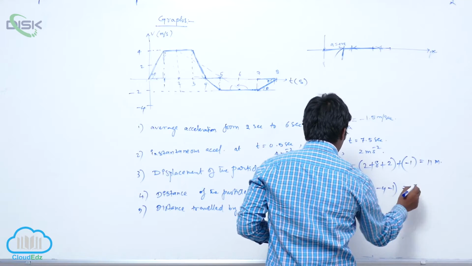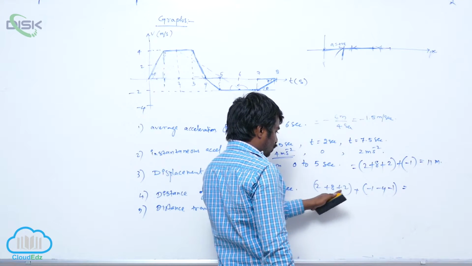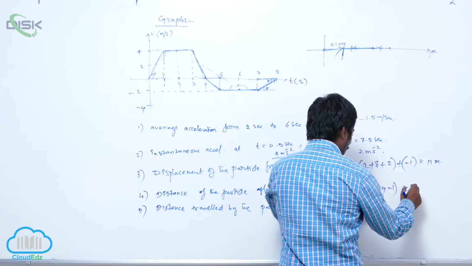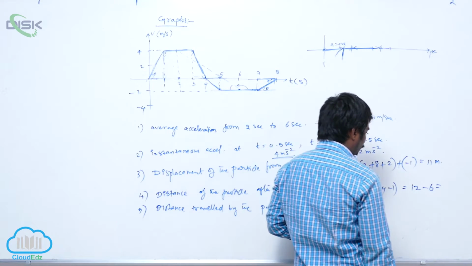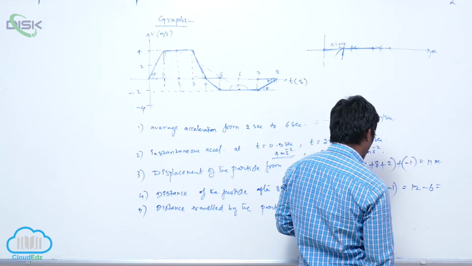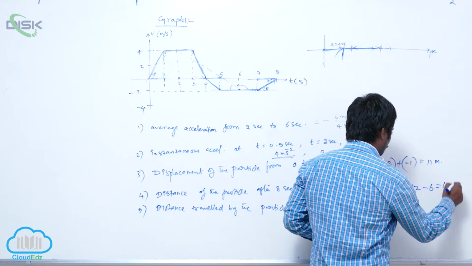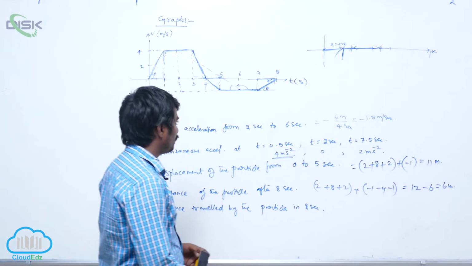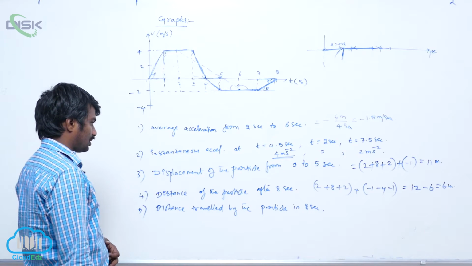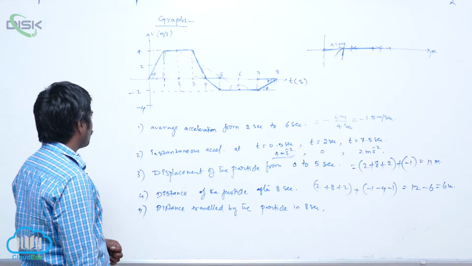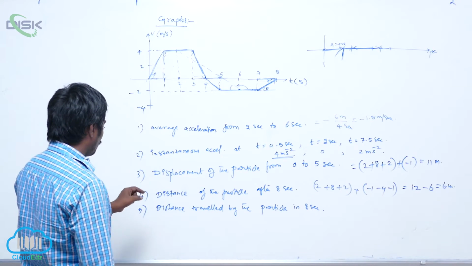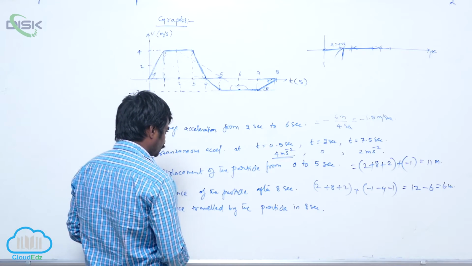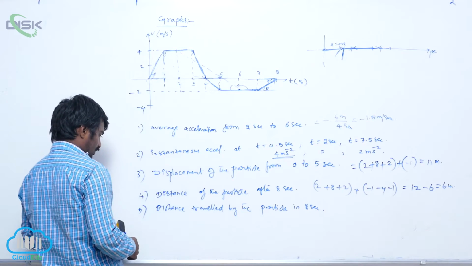So what are you going to get? Here 12 minus 6. 12 minus 6 is 6 meters. So it is at 6 meters distance from the origin. If it starts from the origin, then from the initial position to that point, it is 6 meters.